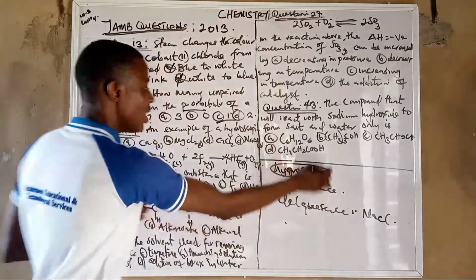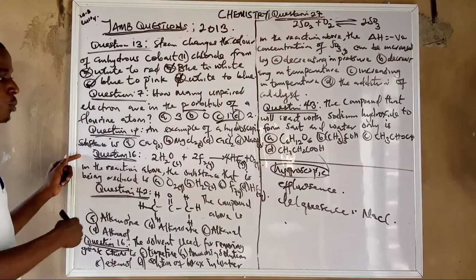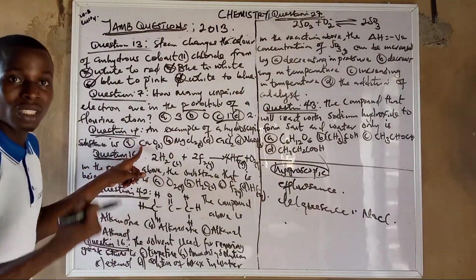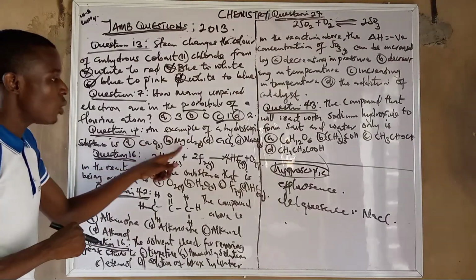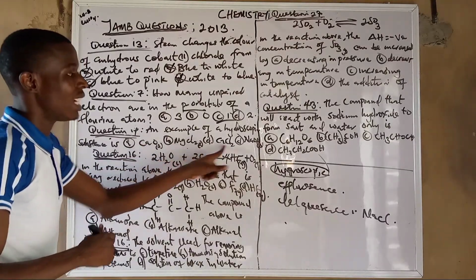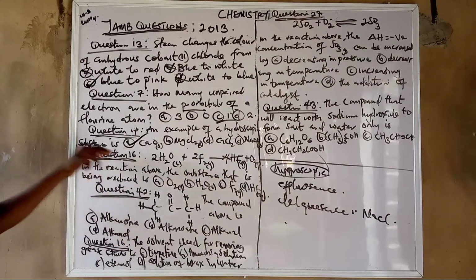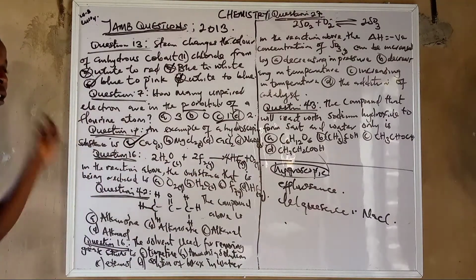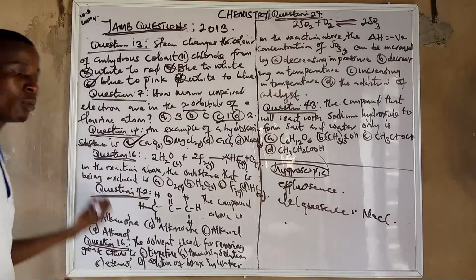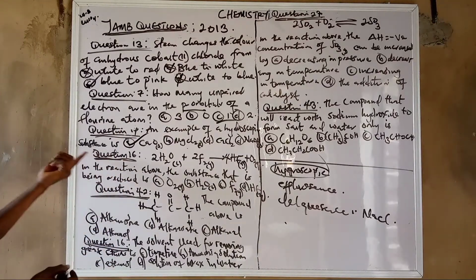But this hygroscopy, they now said which is an example of a hygroscopic substance? This one absorbs water and it will never form a solution. This one will form a solution, this one will form a solution, and this one will form a solution. So the correct option here is option A. This calcium oxide will never form a solution when it takes in water. So let's move on to the next question.